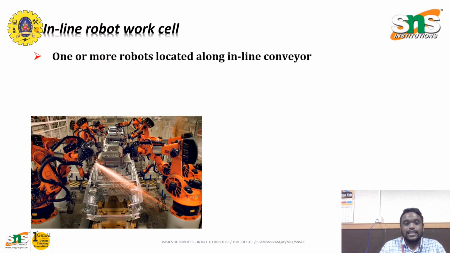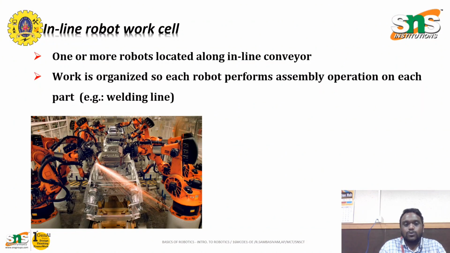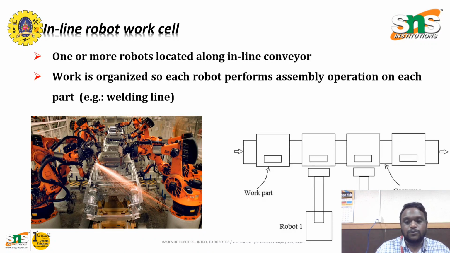So in this layout, there are two or three or more robots located along a straight path. The work is organized so that the robots perform specific tasks they are assigned to do, within certain limits. Examples are a welding line, an assembly line, or a fixing line. For example, the work part moves from left to right, but the robots are fixed and constant, performing a task on the incoming raw material. This is how it has to be done.